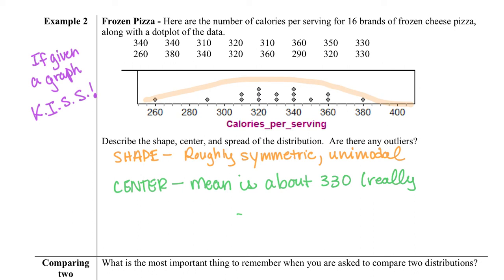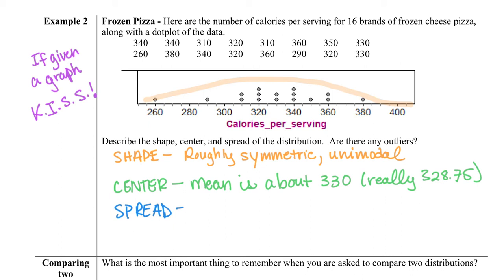It's 328.75, excuse me. So that is the real answer for the mean there. So my approximation was good enough if I'm keeping this super simple. And we'll talk about how to use your instincts and kind of figure out where that is a little bit more with a lot of practice.